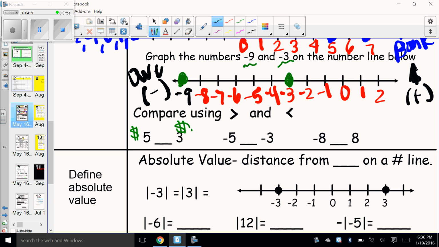So since elementary school, we've talked about the alligator's mouth, or the alligator likes the biggest, or eats the biggest amount. So we're going to go ahead and say the alligator's going to eat the 5 there. We're going to call that greater than.